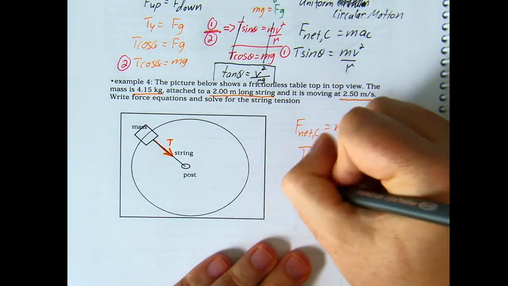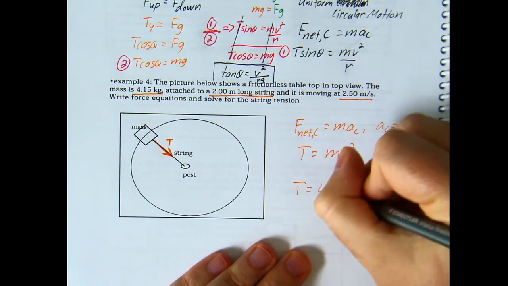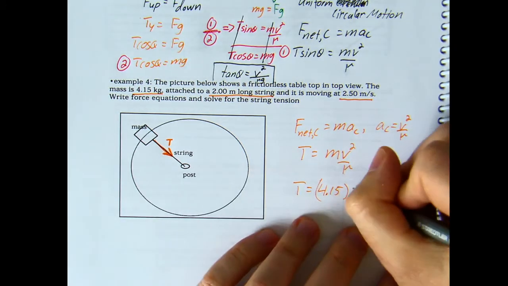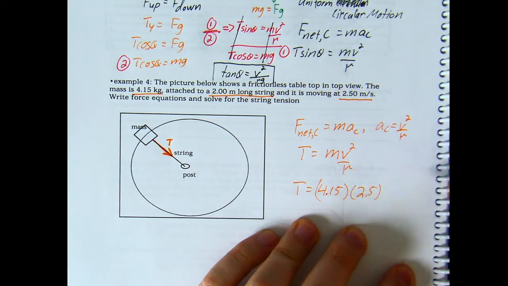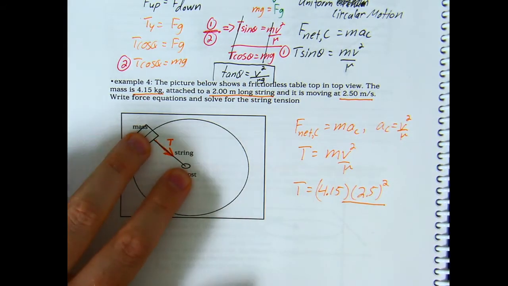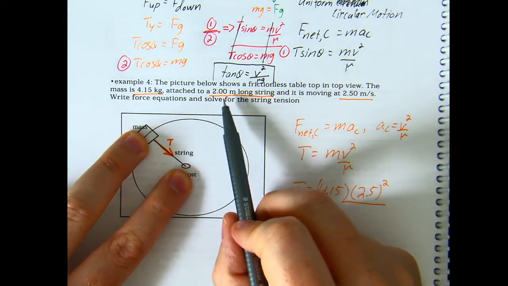So now we can plug some stuff in here. Tension equals, we know the mass is 4.15 kilograms. The velocity of the object, we are told, is 2.5 meters per second. We're going to square that. And we know the radius of the circle. How do we know that? Well, it's a 2.5 meter long string.